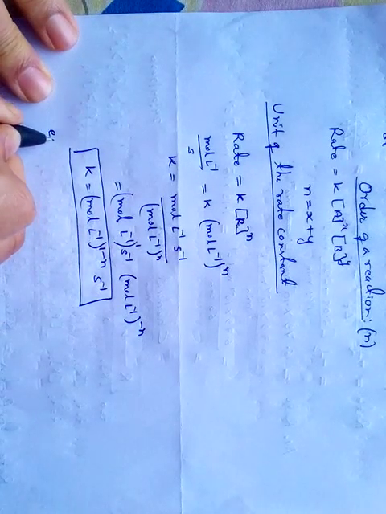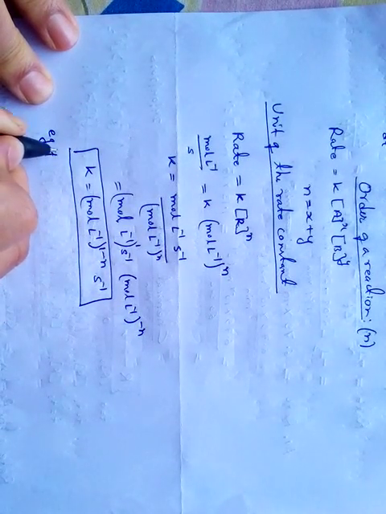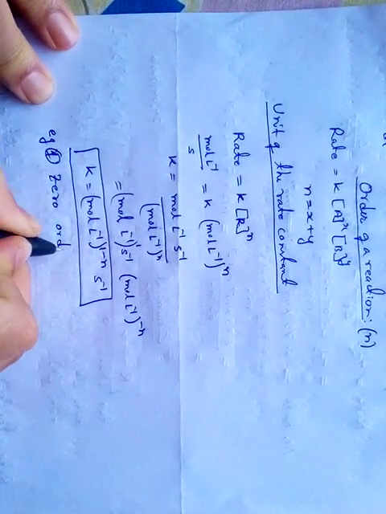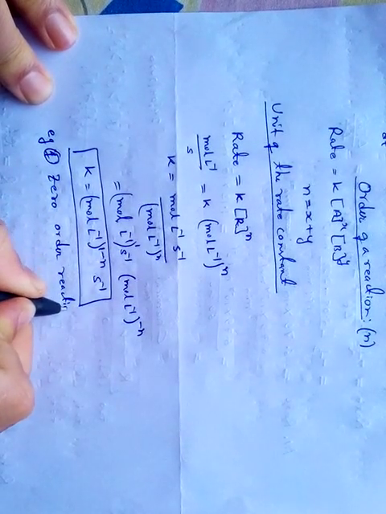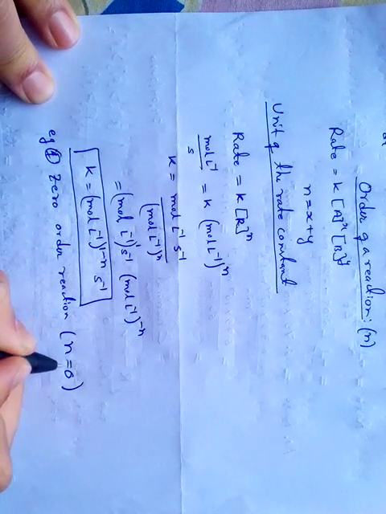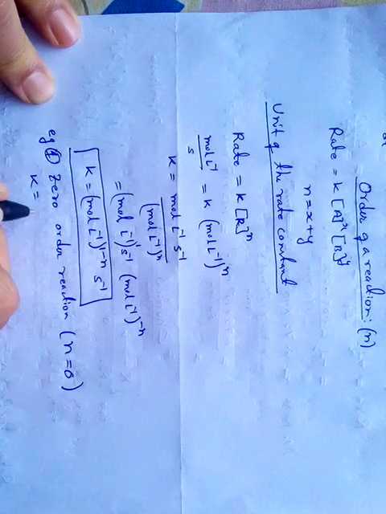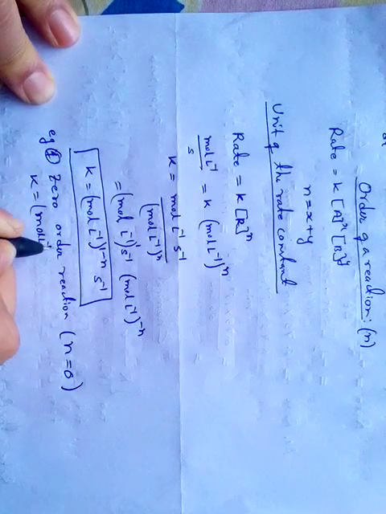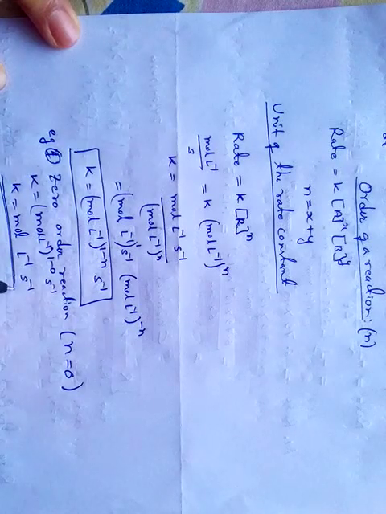For example, number 1, zero order reaction. That means n equals 0. We substitute the value 0 here, so k equals mole per liter to the power 1 minus 0, per second. This gives mole per liter per second. So this is the unit of the rate constant for a zero order reaction: mole per liter per second.